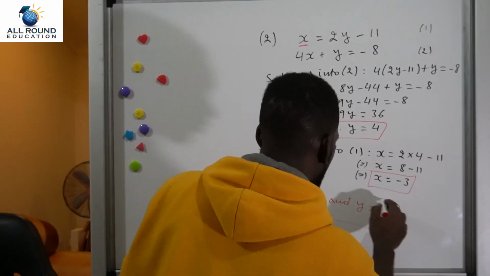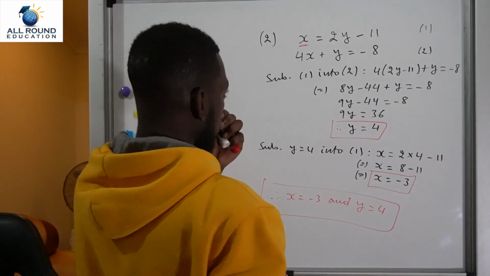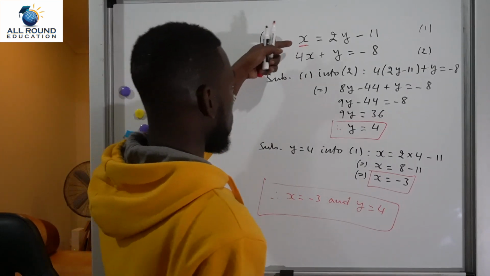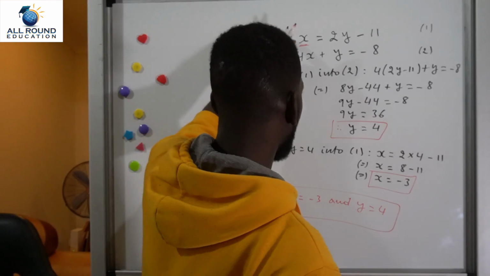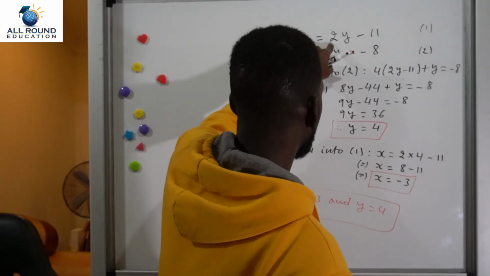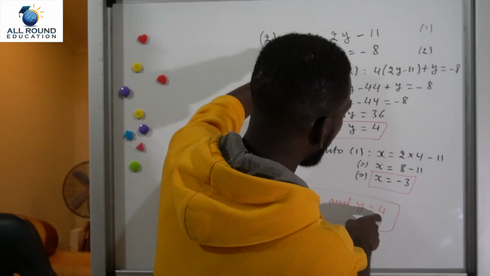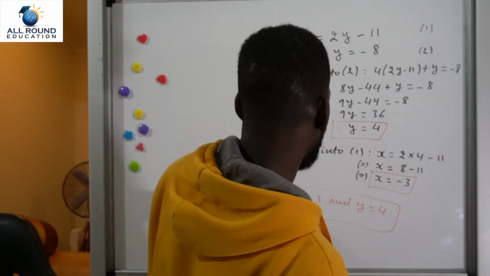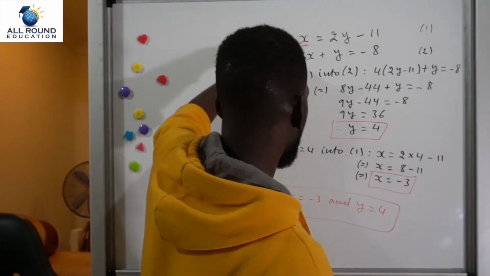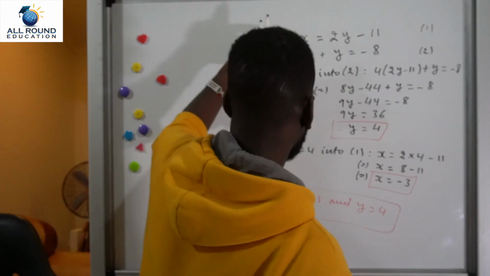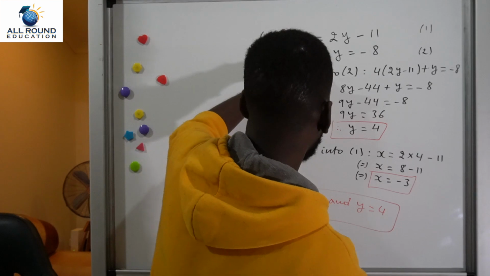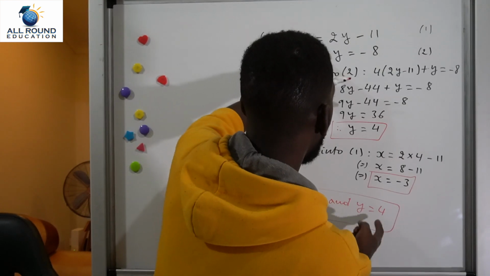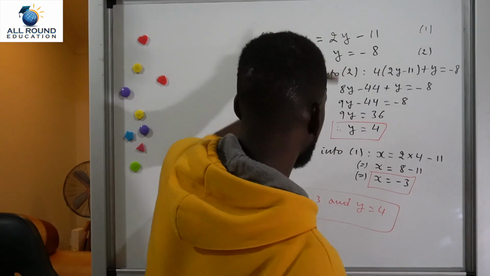So these are our two values for x and y, and you could substitute in these values. For instance, here if you're solving for x, just 2 times 4 is 8, minus 11, you get negative 3. But if you substitute here, we just put in the value of x, negative 3, it will be negative 12 plus 4, negative 8, right, which is correct.